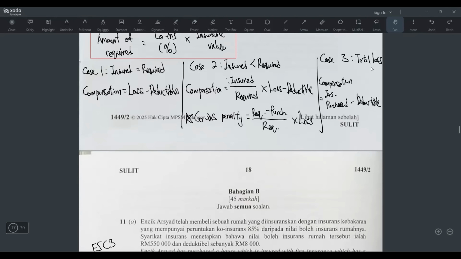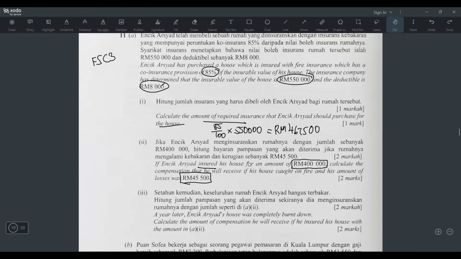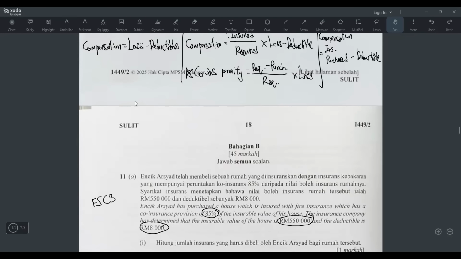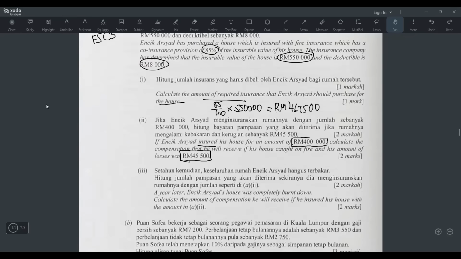It's not total loss, so it's not case 3. So we will do the case 2 formula, and they're asking for compensation, right? According to the formula here, compensation equals insured over required times loss minus deductible. So you just use the formula.